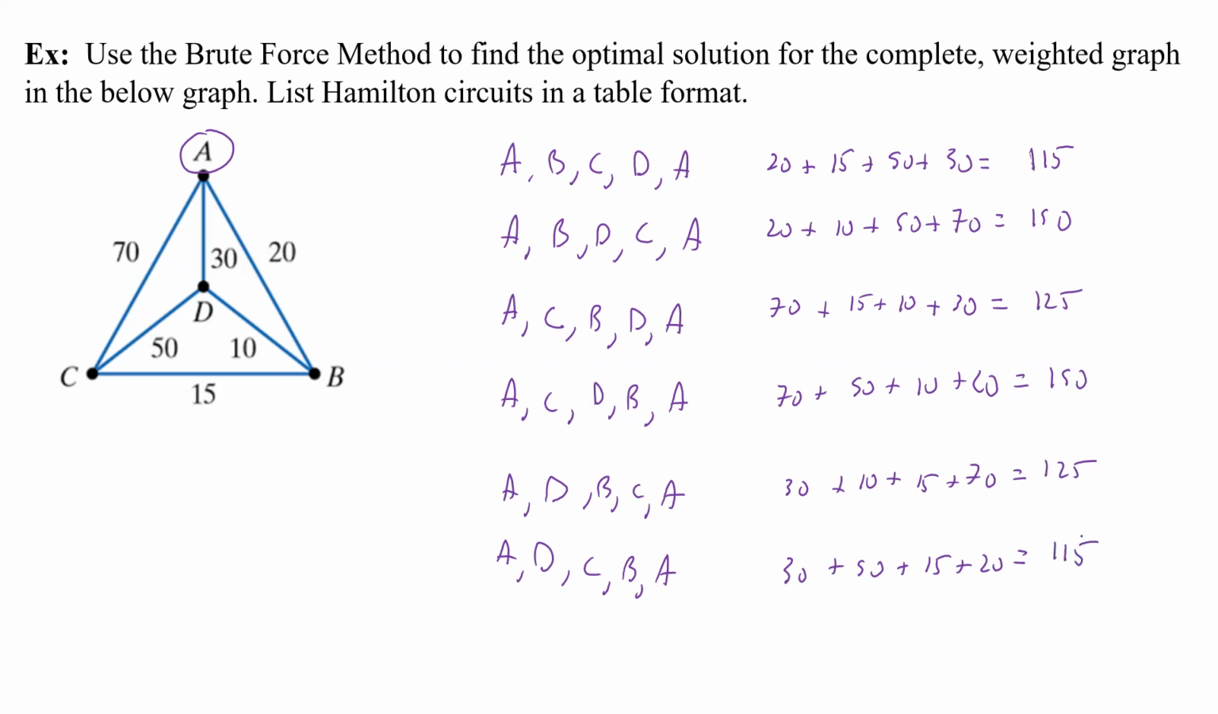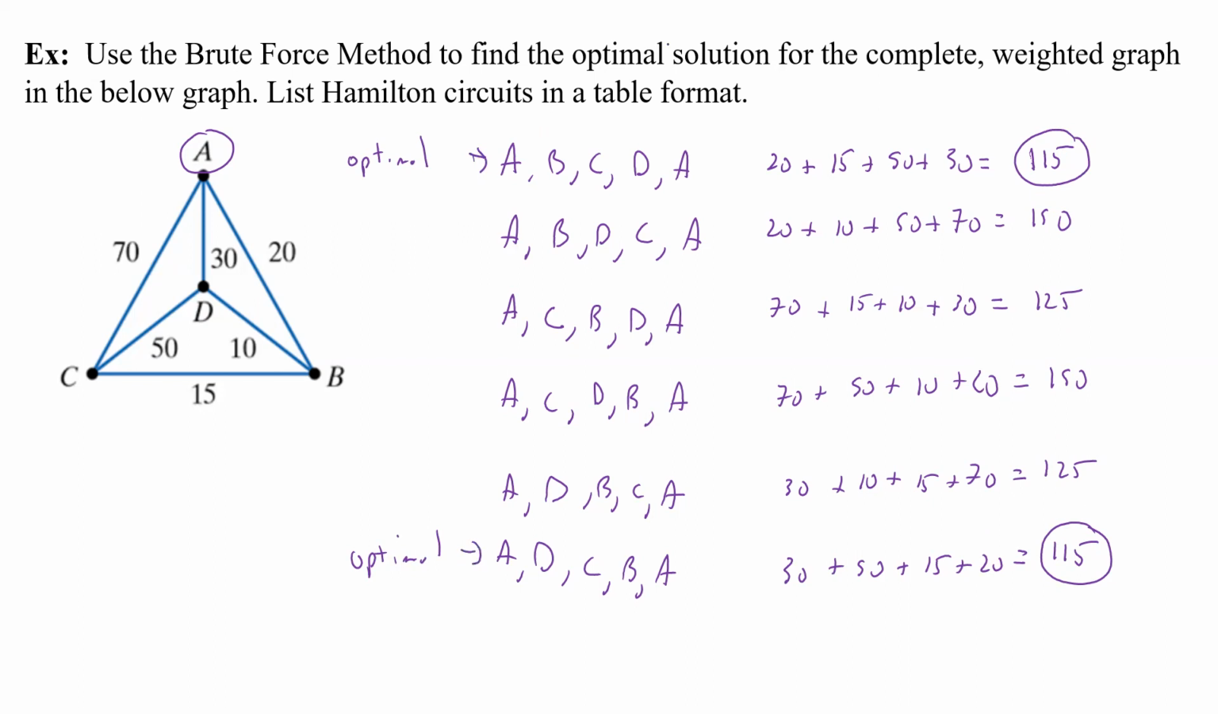So if we want the optimal solution, what does that mean? That's the minimum. Well, guess what? We have 115 here, and we have 115 here. So there's two optimal solutions. So this is going to be one, and this is going to be our second. So we're going to have two possible optimal solutions. And so that's just how we do it.